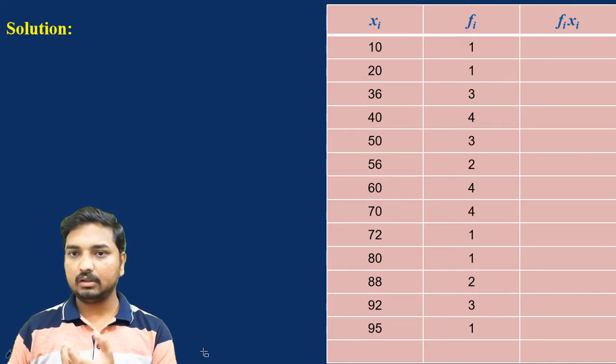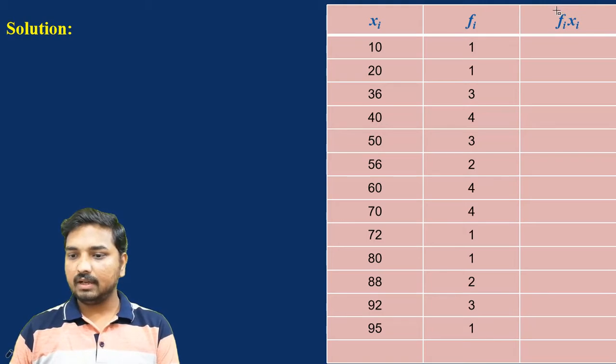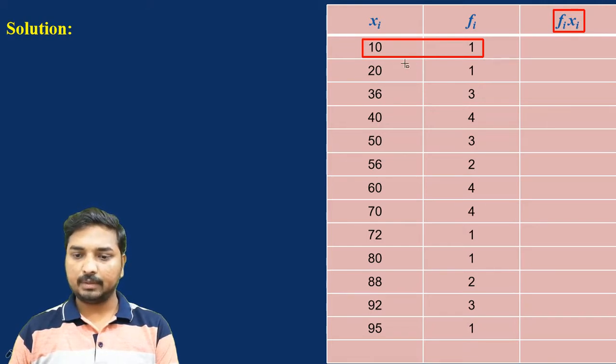Now look at the third column. It is like this: Fi into Xi. So Fi into Xi means what? You need to multiply Fi and Xi in each row. Now look here. Here 10 is there, 10 into 1. You need to calculate like this. And after that 20 into 1, it will become 20, like that.